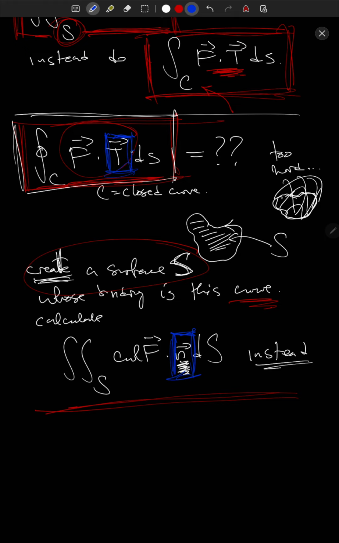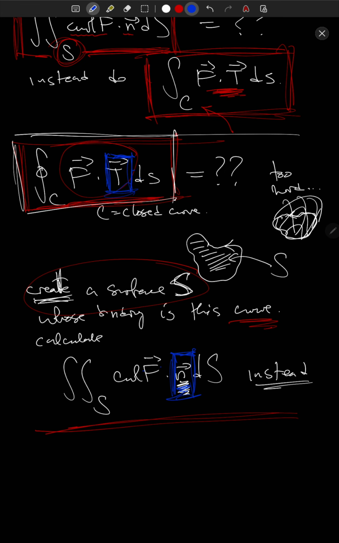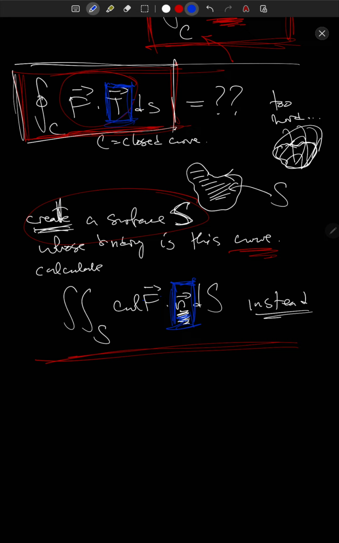So be careful if you are going to use this kind of correspondence here. Make sure you have compatibility there. Otherwise, you're going to get the negative of the correct answer.